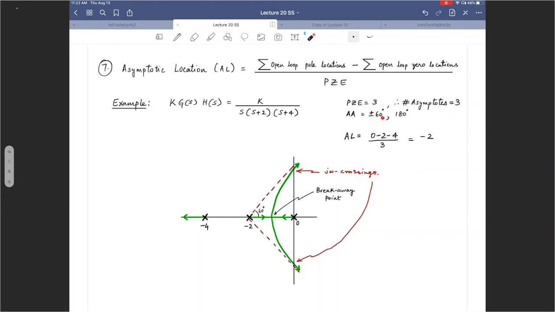So what are those three angles going to be? Plus and minus 60 degrees and 180 degrees. You can see one line is over here, an asymptote, the other is at minus 60, another asymptote, and the other one is over here at 180 degrees. So three asymptote angles. Where is the asymptote location? For that, I need to use this: pole locations minus zero locations. What are the pole locations? 0, -2, -4. There are no zero locations, so I don't need to worry about that. Divided by PZE, which in this case is 3.